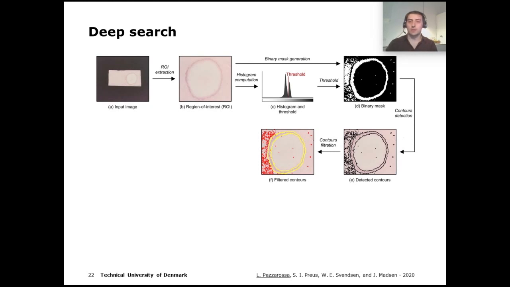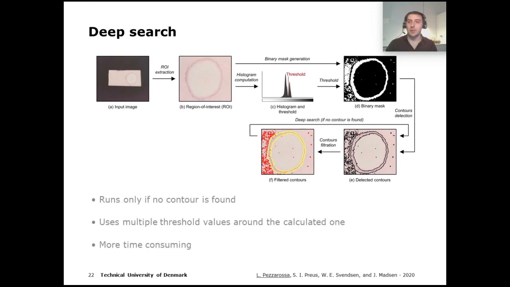At this point, we should have ended up with a set of contours. If not, then we run a deep search, which runs only if no contour is found. This is a more thorough search of the contours using different values of the threshold and different parameters for the filtrations. It takes longer and is more computationally heavy, but it is able to better identify contours of the marker.